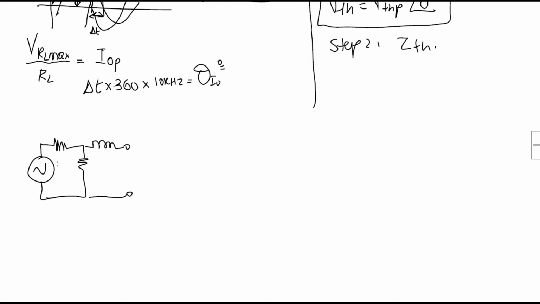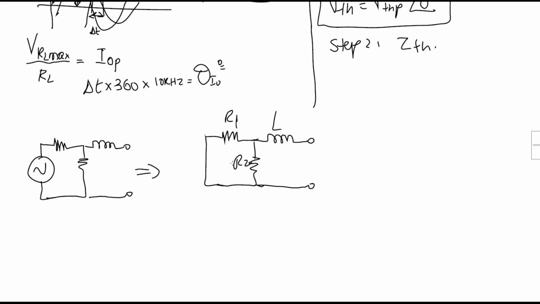And if we have anywhere in our circuit another voltage source, we have to replace it by a short circuit. If we have anywhere a current source, we have to replace it by an open circuit. So this will be replaced by a short circuit, and we'll have this circuit by the end with the inductor here. Okay, so this is our circuit, and we are ready now to find the Z Thevenin. This is R1, R2, and L.